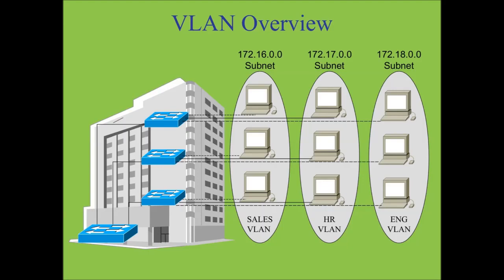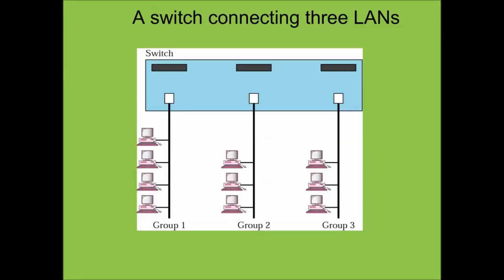So when we assign the IP addresses for the engineering department, we will use the subnet 172.18.0.0, and when we assign the IP addresses for the HR department, we will use the subnet 172.17.0.0, and when we assign the IP addresses to the sales department, we will use the subnet 172.16.16.0.